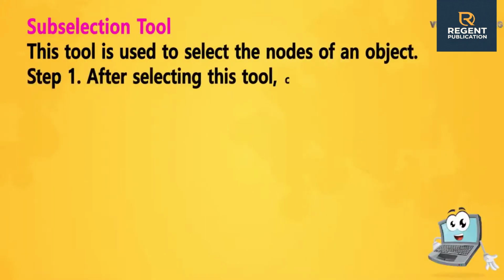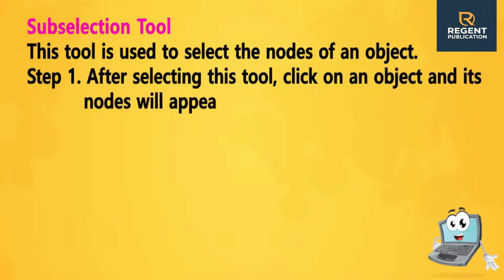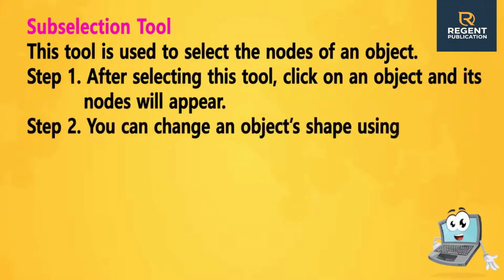Sub-selection tool. This tool is used to select the nodes of an object. Step 1. After selecting this tool, click on an object and its nodes will appear. Step 2. You can change an object's shape using the nodes.